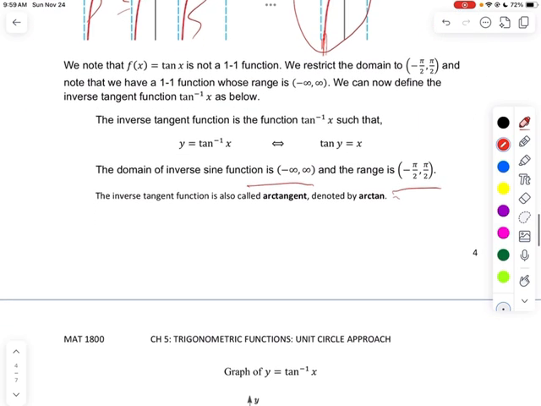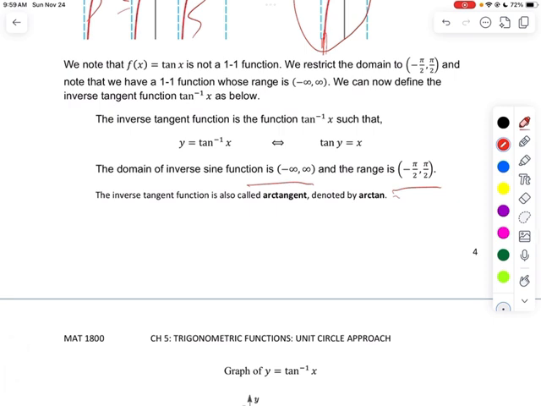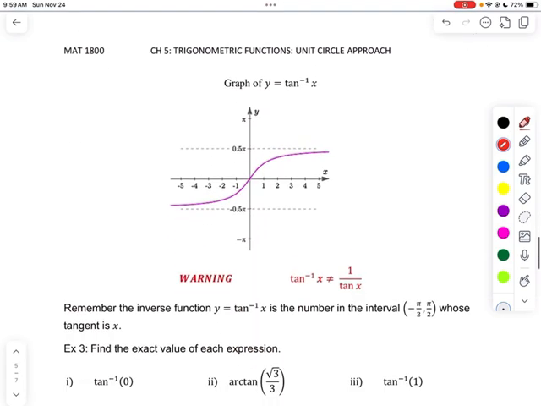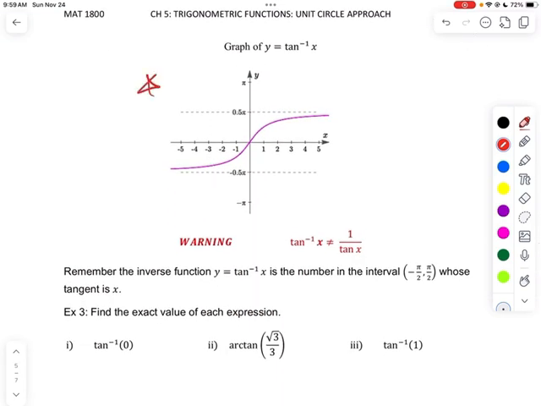So we remove these two. Here we are looking at the one piece from negative pi over 2 to pi over 2, but in this case the negative pi over 2 and pi over 2 are not included in the interval, because you can see that it is approaching negative infinity here, and this one up here is approaching positive infinity. Because tangent is not a one-to-one function, we have restricted the domain. So the domain here is negative pi over 2 to pi over 2.